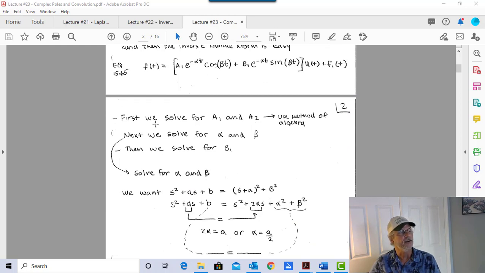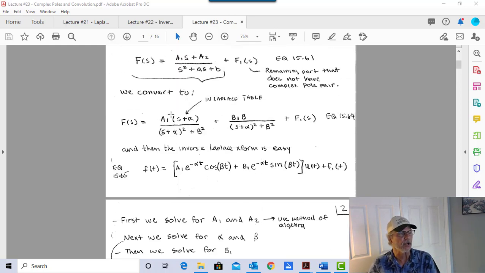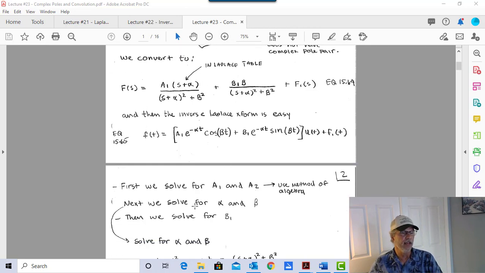So here's that strategy. First, we solve for A1 and A2. We use the method of algebra. I do anyway. Next, we solve for alpha and beta. You notice alpha and beta didn't exist up here. We got to calculate them. And then finally, we're going to solve for this little B1 that's sitting over here all by itself.